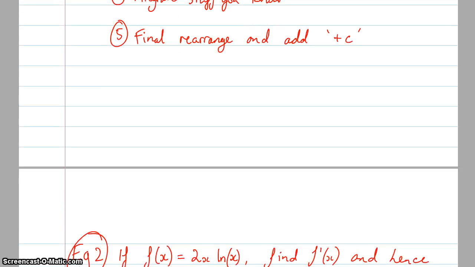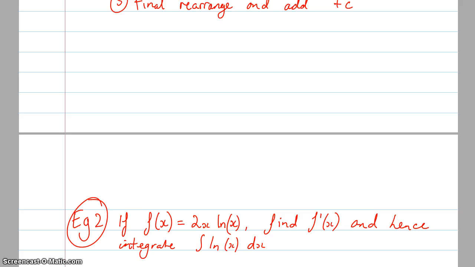So here's the second example here. If f of x equals 2x log, a natural log of x, find f dash x and hence integrate log x, because we actually don't know how to integrate log x. There's no rule for that. Well, I mean, there is a rule, but we don't learn it in year 12. But by finding the diff of this, we can actually integrate this one very nicely.